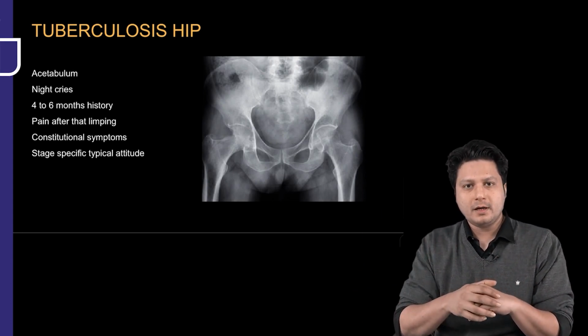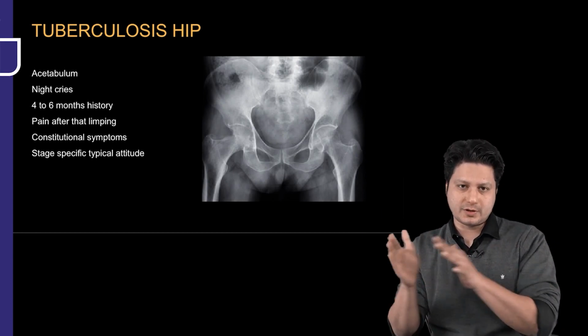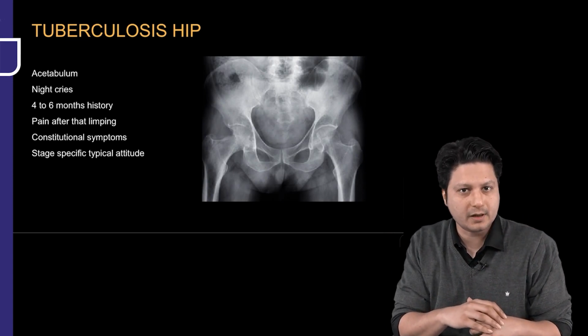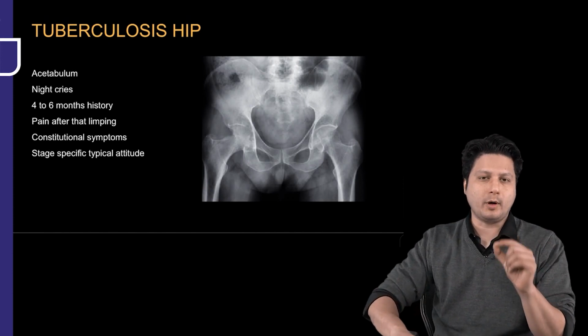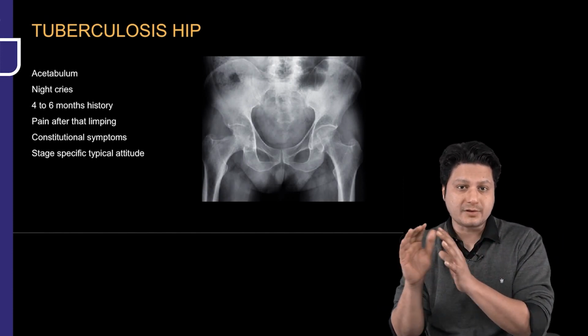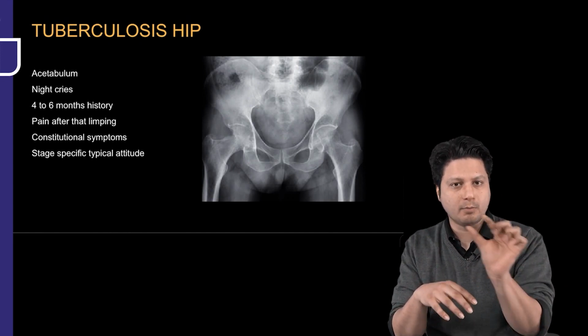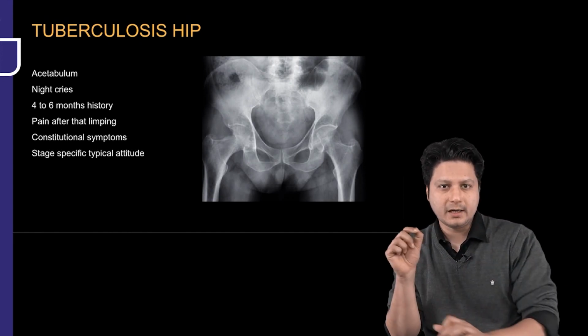This is a topic where a differential diagnosis will be discussed in relation to this particular heading, that is tuberculosis of the hip joint. Now, under point number 1, which is written over here, is the acetabulum. Why acetabulum? Because it is the first most common site to be affected by TB hip.